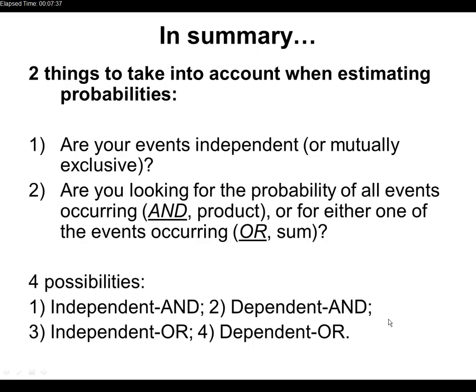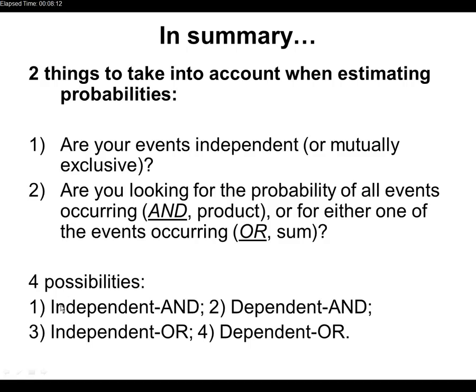All right. So in summary, 2 things you have to take into account when estimating probabilities are: are your events independent or mutually exclusive? They don't affect each other. Are you looking for the probability of all events occurring, the product, or for either one of the events occurring, which is the or, the sum? Okay, and these are called Boolean operators, and, or. You don't have to know that. Don't worry about it. Don't be frightened of this.